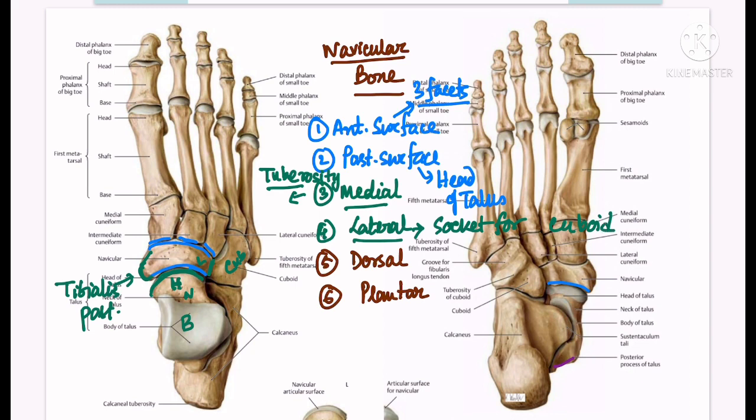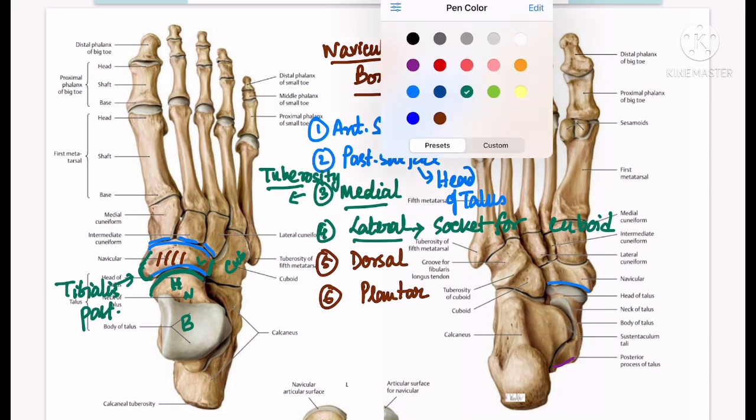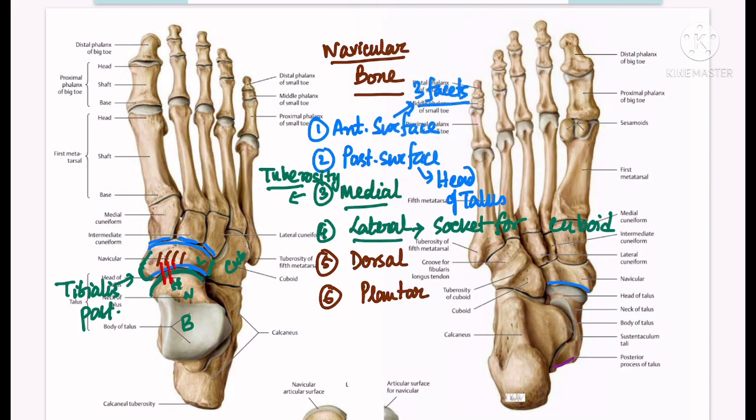Coming to talk about the dorsal surface and plantar surface. The dorsal surface is convex and rough, and it provides attachment to the dorsal talonavicular ligament. How does the talonavicular ligament look? This is the outline of the dorsal talonavicular ligament. Dorsal talonavicular means that it attaches the dorsal surface of the navicular with the talus. So dorsal surface gives attachment to dorsal talonavicular ligament.